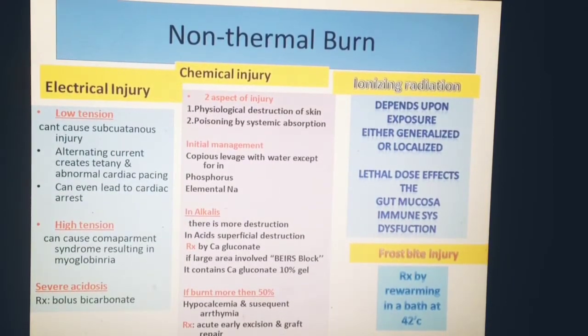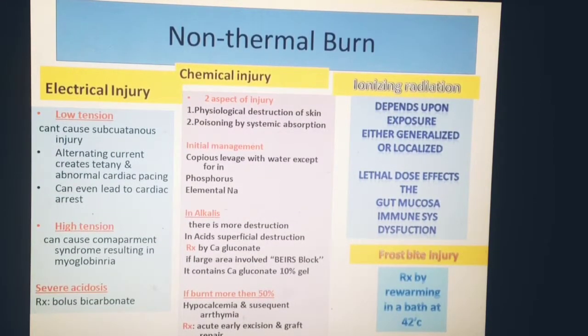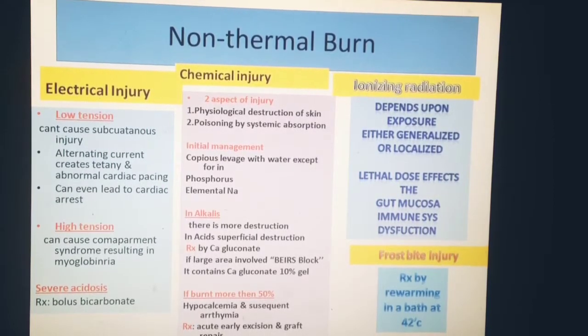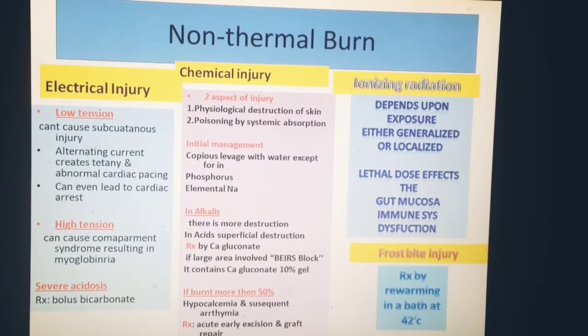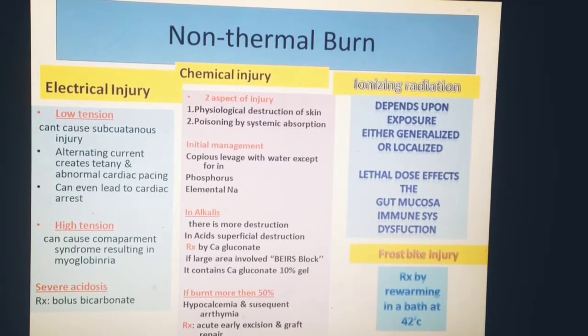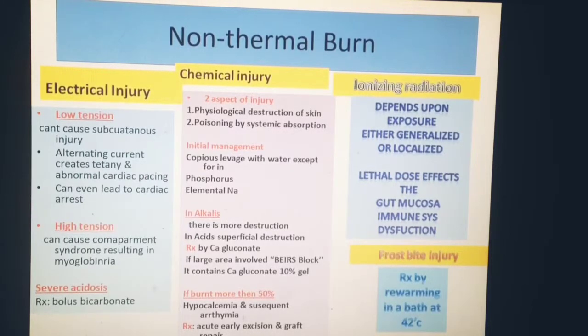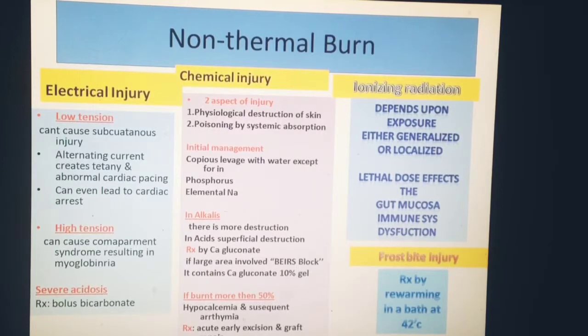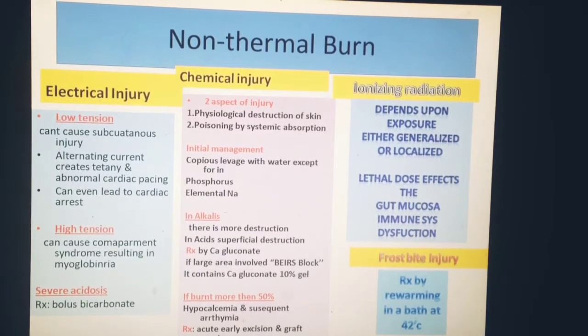In low tension injuries, there is damage to subcutaneous tissue. Because of the alternating current, tetany can be caused, and this can stimulate abnormal cardiac pacing. This can even lead to cardiac arrest. In high tension electrical injuries, there can be a compartment syndrome, resulting in myoglobinuria, which can lead to renal failure. There can also be severe acidosis, which can be treated by bolus bicarbonate infusion.